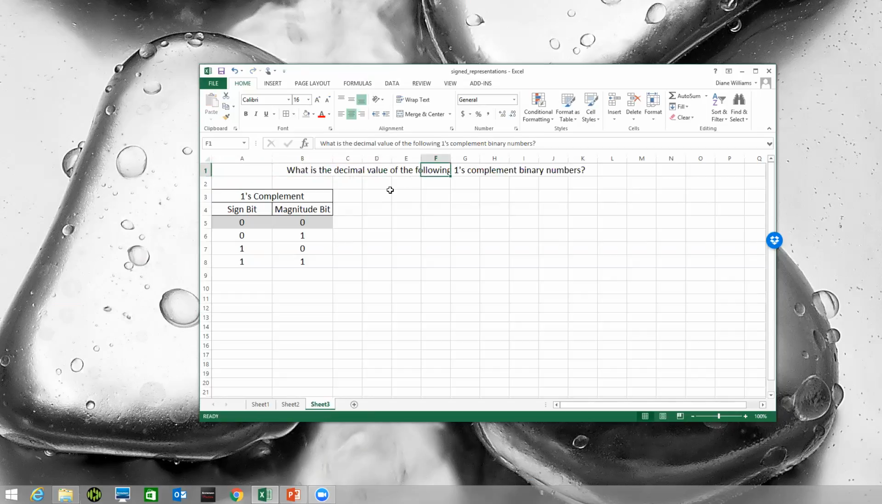Sorry, that got off the screen there. We want to know what the value then of this is. Well, how do we interpret that? Once again, if we're told the number is in 1's complement, we look at the sign bit. When the sign bit is positive, so once again, 0 represents a positive number.